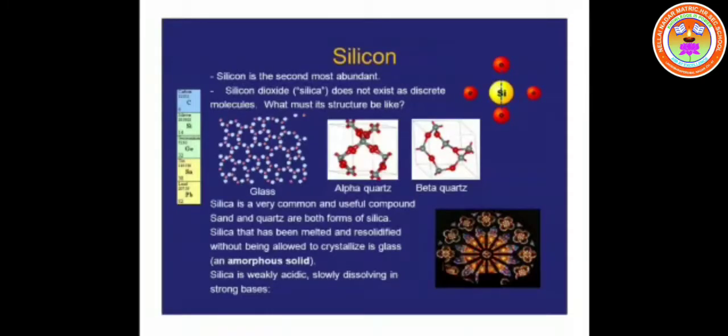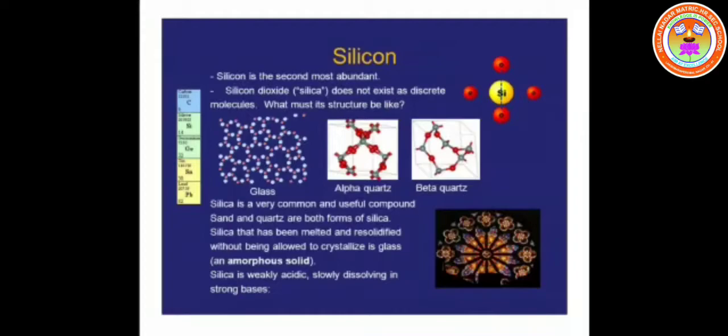Okay. Next element is silicon. Have you seen silicon? Yes. The mud on which we walk is made up of the element silicon. Si, capital S, small i. So the mud is nothing but silica, silicon dioxide, SiO2.